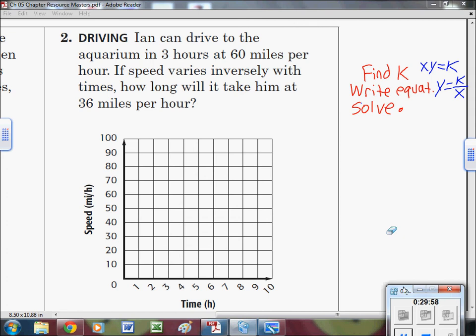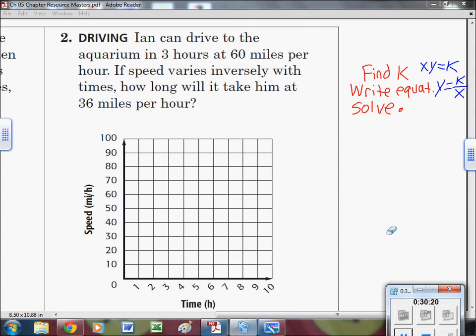Okay, so this question is about driving. And I left those same tips up on the screen so we kind of remember the overall steps that we should be going through. So now driving. It says Ian can drive to the aquarium in 3 hours if he goes 60 miles per hour. If speed varies inversely with time, with how much time it takes you, how long will it take him at 36 miles per hour?